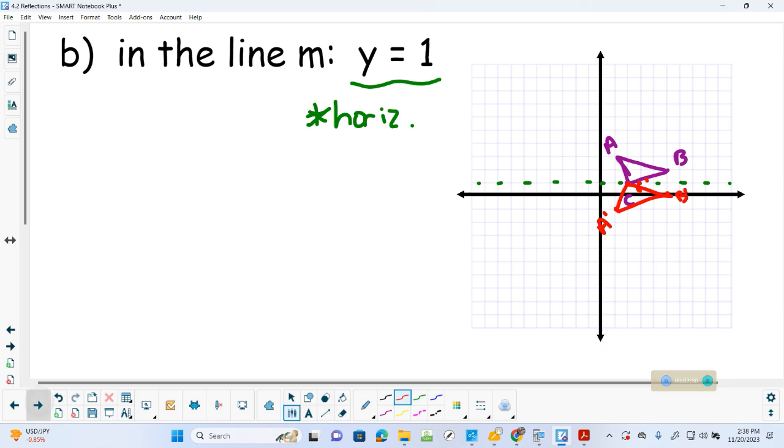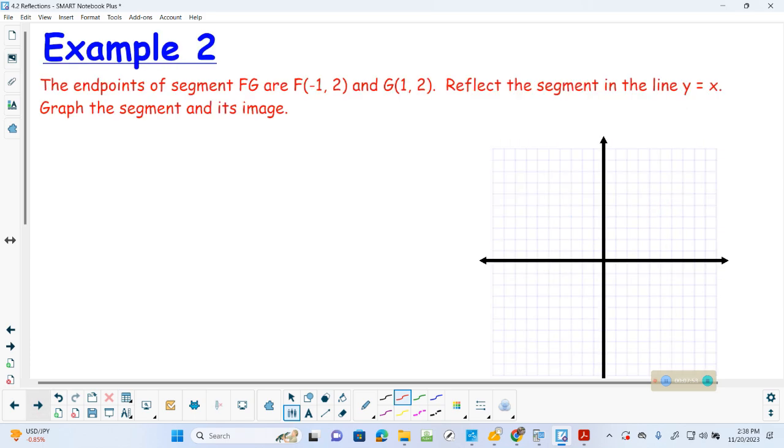Okay. Now, this is the one I have a hard time sometimes visualizing. I'm going to use the rules over there. Some of you might be able to see it. So let's plot the segment. F at -1, 2. And G's at 1, 2.